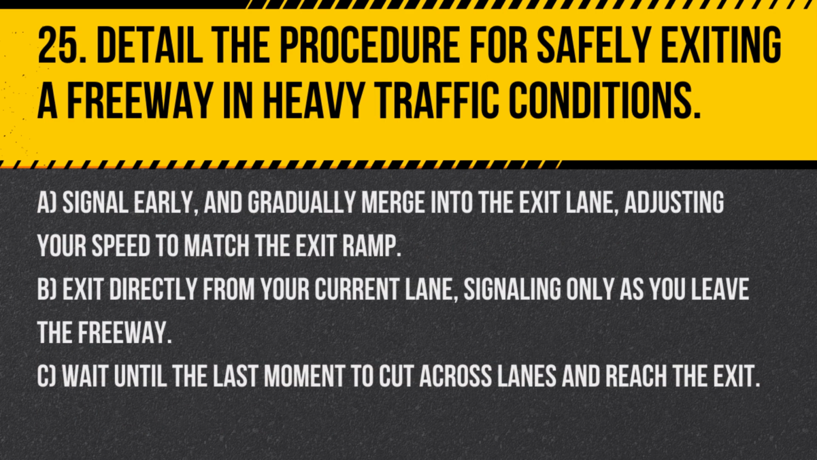Question 25. Detail the procedure for safely exiting a freeway in heavy traffic conditions. A. Signal early and gradually merge into the exit lane, adjusting your speed to match the exit ramp. B. Exit directly from your current lane, signaling only as you leave the freeway. C. Wait until the last moment to cut across lanes and reach the exit.